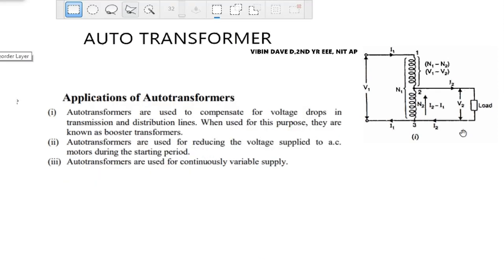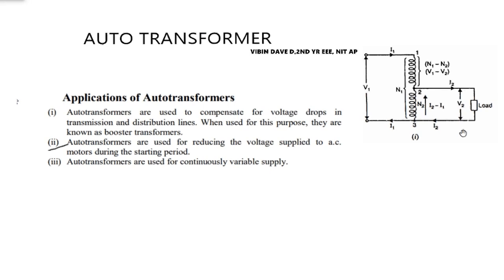Now let us see what this autotransformer is used for. We have already studied the voltage drops occurring in distribution and transmission lines in power systems. The autotransformer is used to compensate those voltage drops. Autotransformers are used for reducing the voltage supply to AC motors during the starting period. Autotransformers are also used for continuously variable supply. Now we have seen the advantages, disadvantages, and applications of the autotransformer.